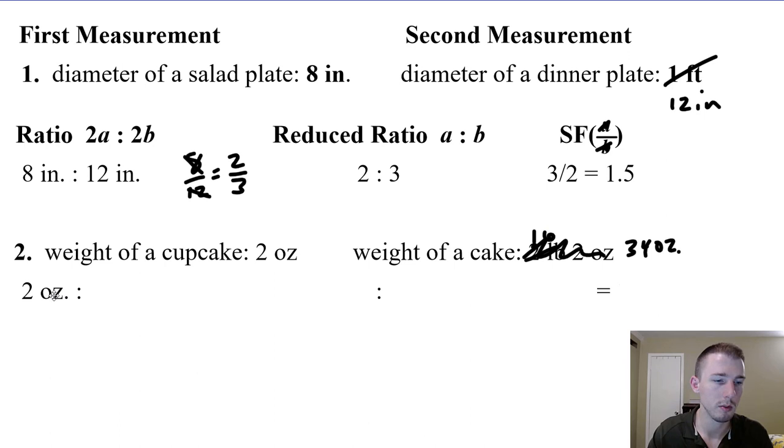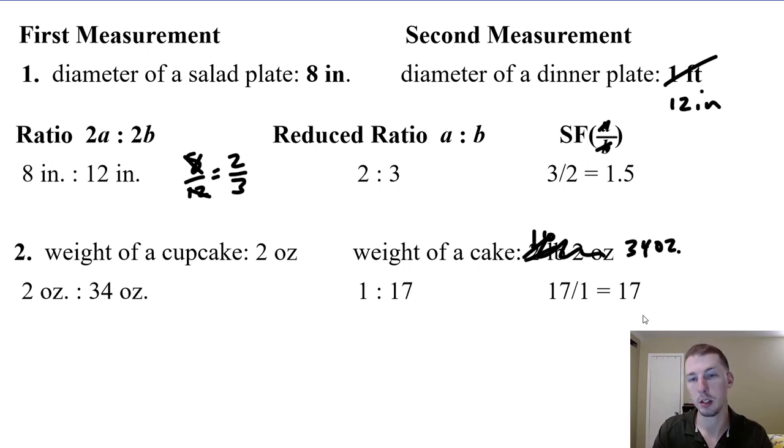So our ratio is going to be 2 ounces to 34 ounces. If you notice, you can take a 2 out of both of these. So our reduced ratio would be 1 to 17, and our scale factor would be 17 over 1, which is just 17. So the weight of the cake is 17 times that of the weight of the cupcake.